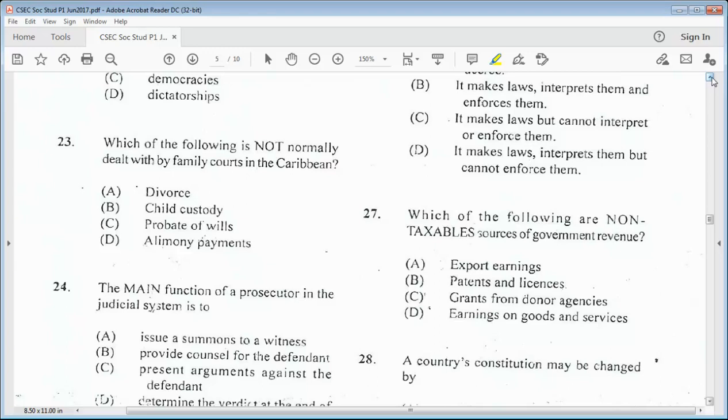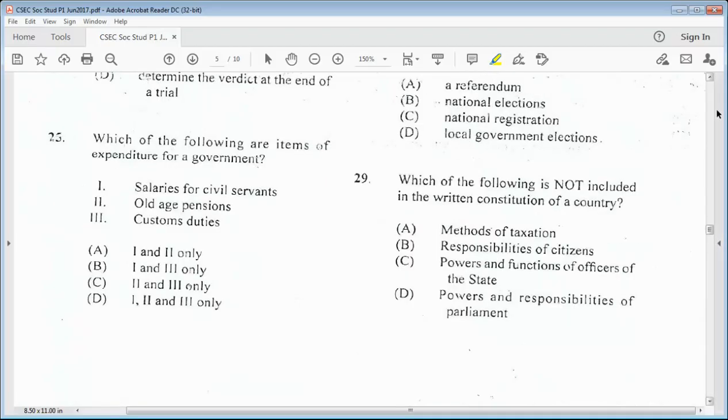We know divorce would be dealt with in a family court. Child custody will be dealt with in a family court, and alimony payments will be dealt with in a family court. So the one that will be out will be C, probate of wills. Now, probate of wills is actually a verified copy to show that this document of a will is an official document. So you validate it to give proof of it. So C would not be dealt with in the family courts, probate of wills. Let's go on to 24.